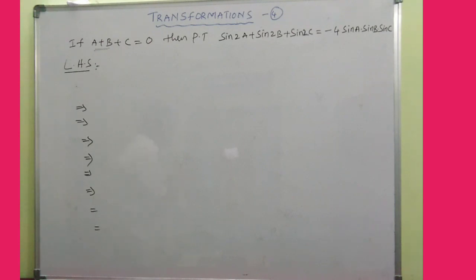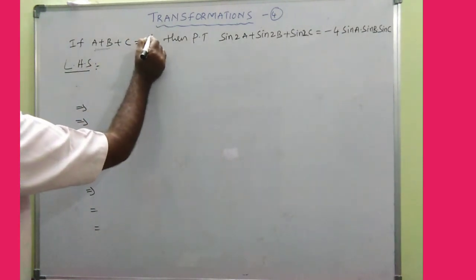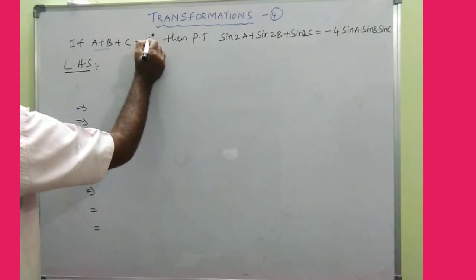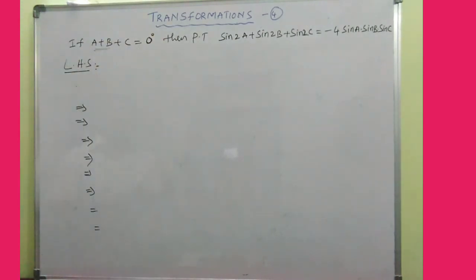See the last problem. If a plus b plus c is equals to 0 degrees, what is this time? Sum of the angles is 0 degrees. Then prove that sine 2a plus sine 2b plus sine 2c is equals to minus 4 into sine a into sine b into sine c. So have you observed the condition here? A plus b plus c is equals to 0 degrees. No problem, which is very simple now if it is 0.